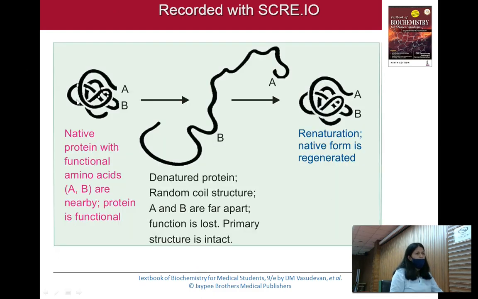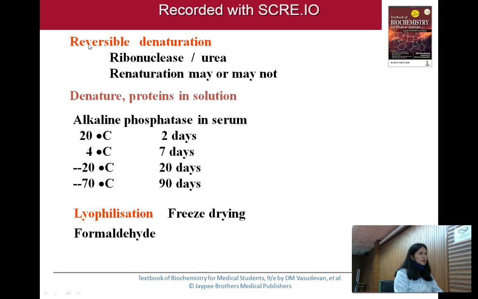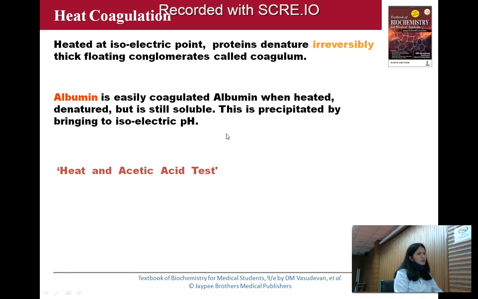So this is a normal functional protein. When it gets denatured, all the structures are lost except the primary structure. And when the denaturing agent is removed, it will be converted back to its original structure. So I've already told you it can be of two types, reversible denaturation and irreversible denaturation.